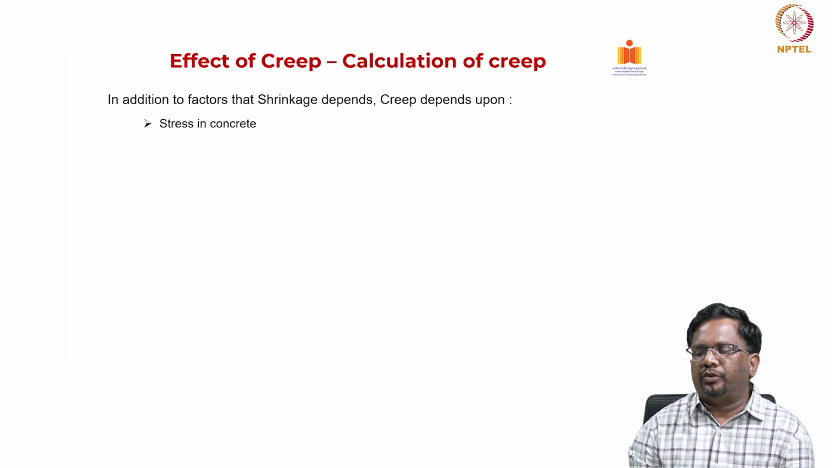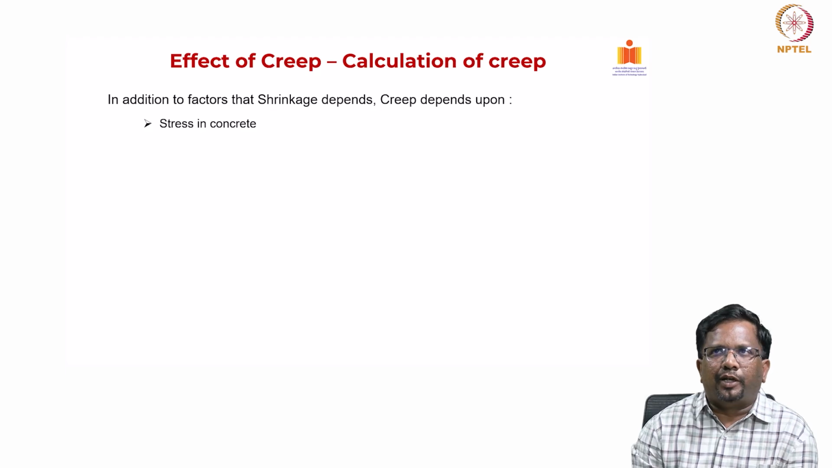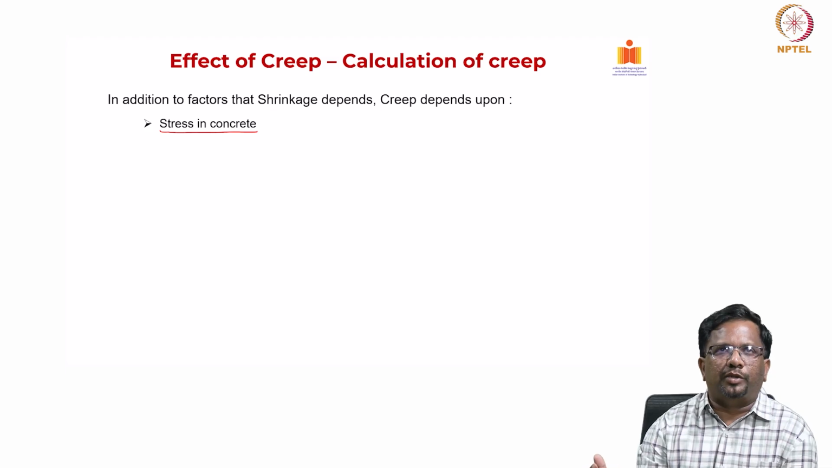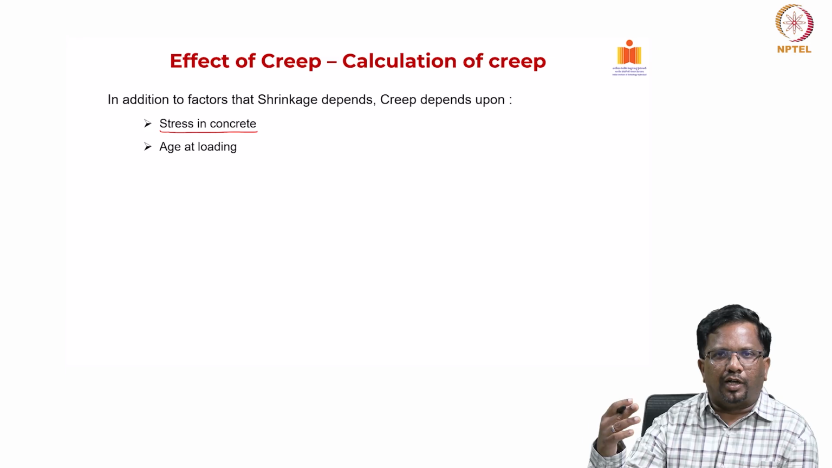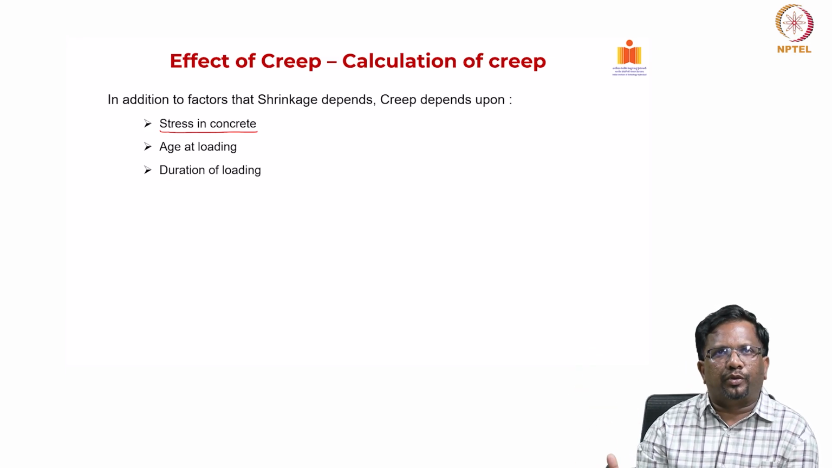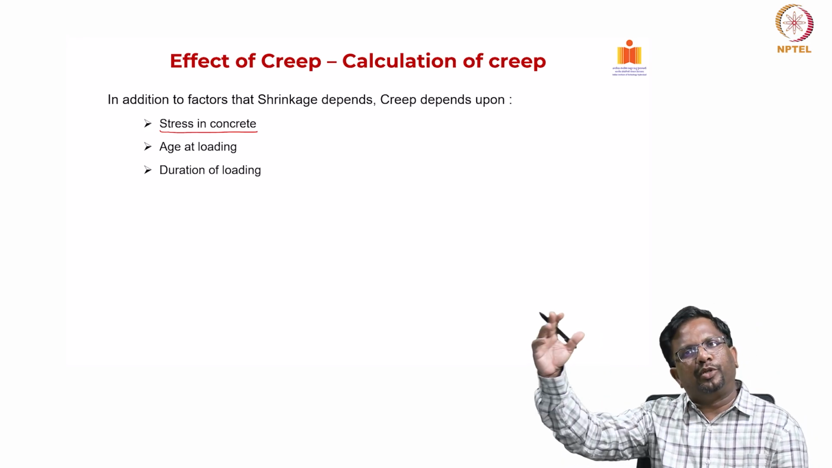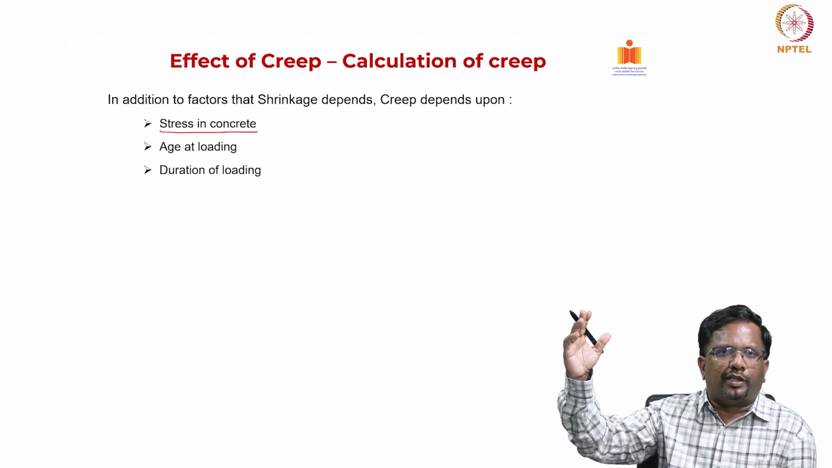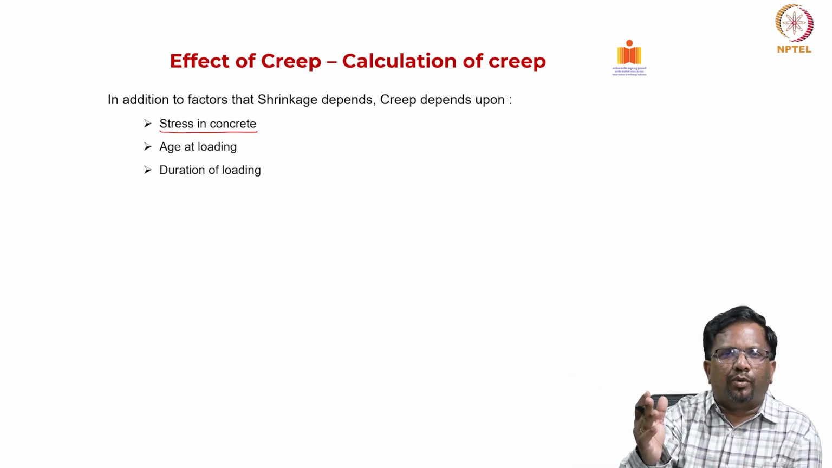In addition to factors like these, shrinkage also influences creep. Creep depends upon how much stress you are putting in the concrete. The higher the stress, the higher the creep. Now, age at loading. If you are able to delay the age at which you start loading the member, then the creep will be less. But if you start loading at a younger age, creep will be more. And duration of loading: depending upon how much time you have loaded the member, the creep is going to vary. If I am taking, let us say, 10 years after the construction, the creep will be higher. But if I am taking only 28 days after construction, it will be lesser.